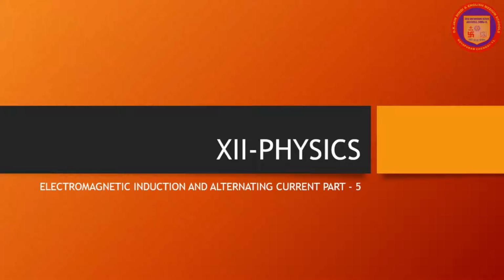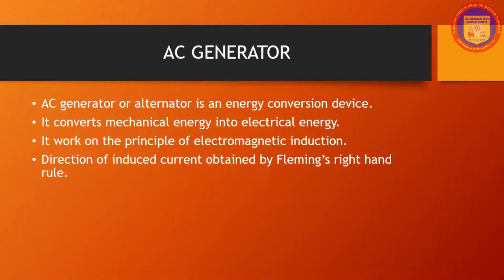Electromagnetic induction and alternating current, part 5. AC generator. AC generator or alternator is an energy conversion device. It converts mechanical energy into electrical energy. It works on the principle of electromagnetic induction.